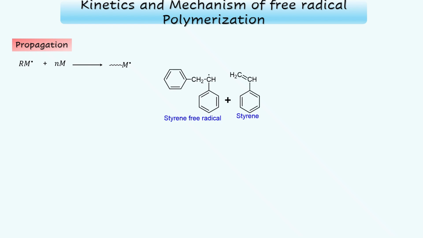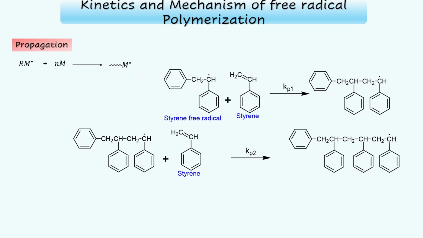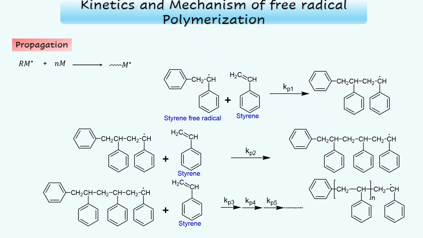During the propagation step, the styrene radical adds more monomer to the chain. For example, the styrene free radical attacks a styrene monomer with the rate constant Kp1 and then adds another monomer with the rate constant Kp2. This process continues this way. The rate of propagation is then described by the change in monomer concentration over time, which is equal to the propagation rate constant Kp multiplied by the concentration of the growing radical and the concentration of the monomer. The rate of propagation is independent of the chain length. This means whether a radical adds more or fewer monomers, the rate will be the same.